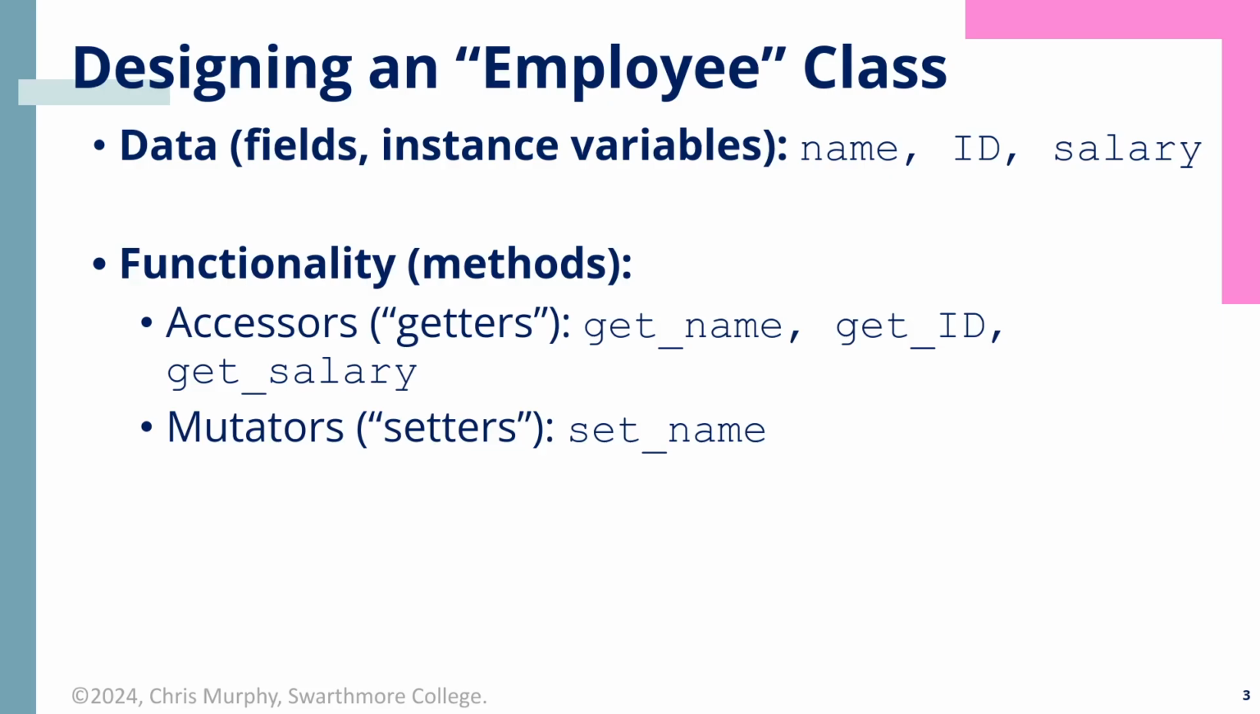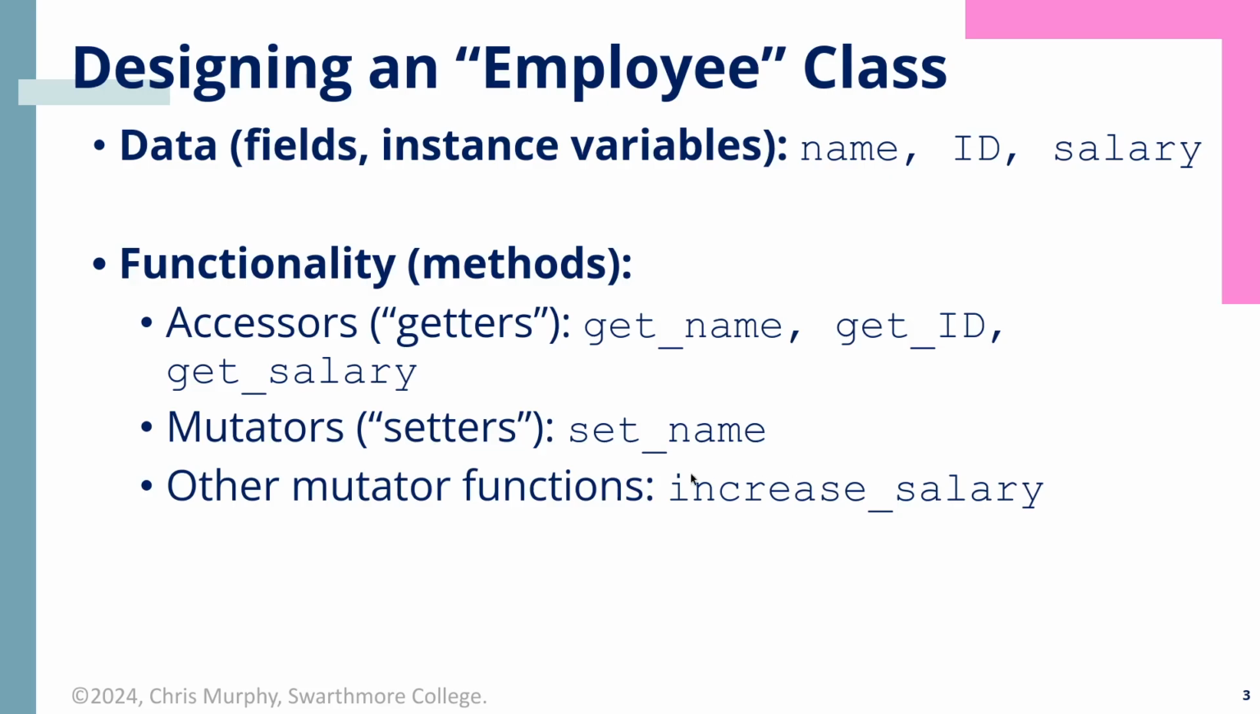In our case, we'll say that an employee cannot change their ID. We'll say that we can change their salary, we'll see that in a minute, but we won't change their name. So we can have a way of changing the name of the employee, and that would be a mutator because it's mutating the value, or a setter, as the convention is to call it, set. And so we're going to see in a minute how we can create the getters and setters for an employee class.